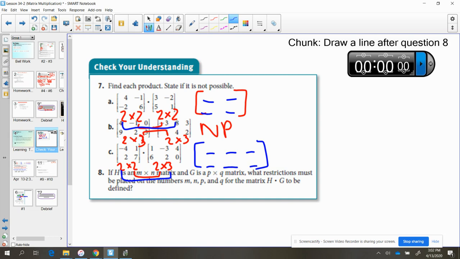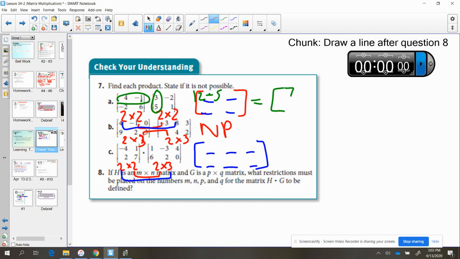Now, to get each spot, so if we look here for entry 1, 1, we need to take row 1 times column 1 to get those values, multiply and add. So 4 times 3 is 12, plus -1 times 5 is -5. 12 minus 5 is 7.